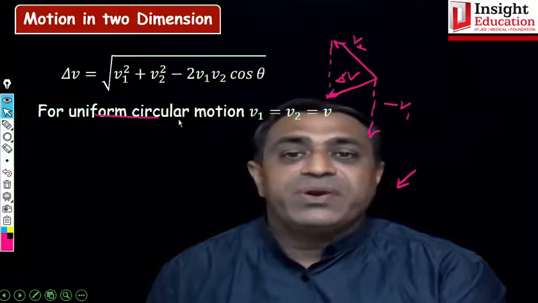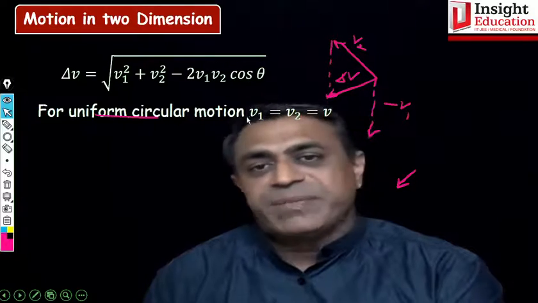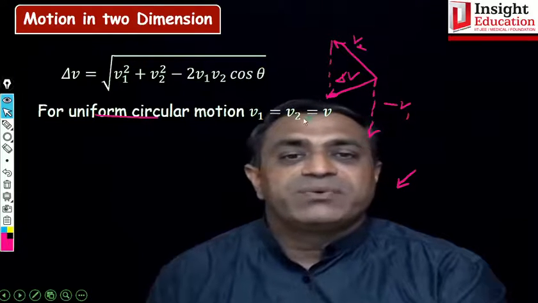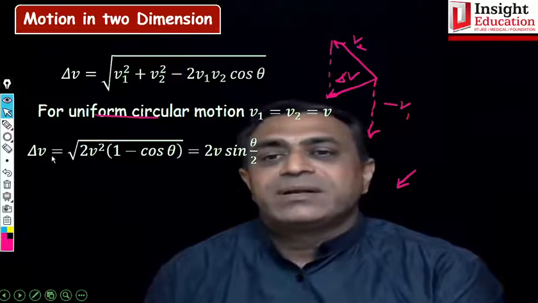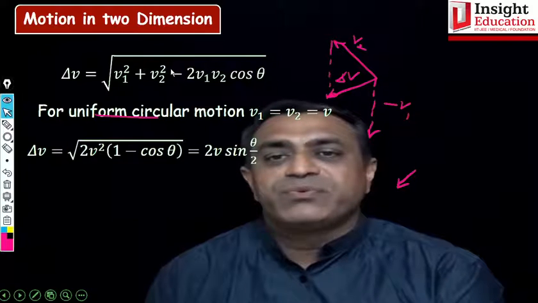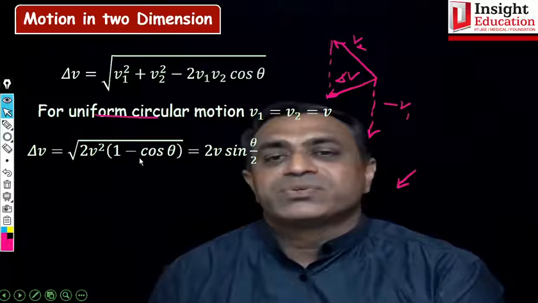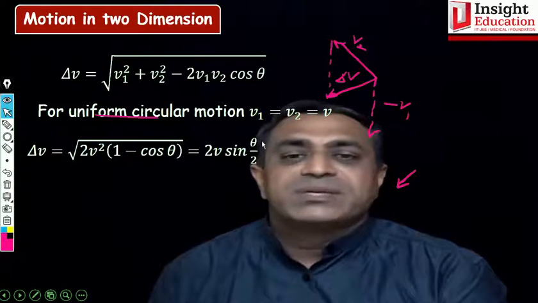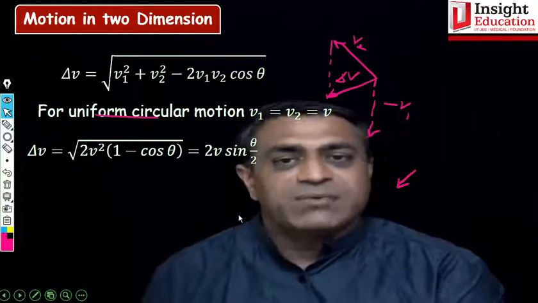Okay, so for uniform circular motion, v1 is equal to v2 because there is no change in speed. So v1 is equal to v2 is equal to v. Okay, so I can consider delta v. So v square plus v square, that is 2v square. Here I can say 1 minus cos theta, 1 minus cos theta is 2 sin square theta by 2. So already we have proved delta v is twice v sin theta by 2. So already we have proved this equation.